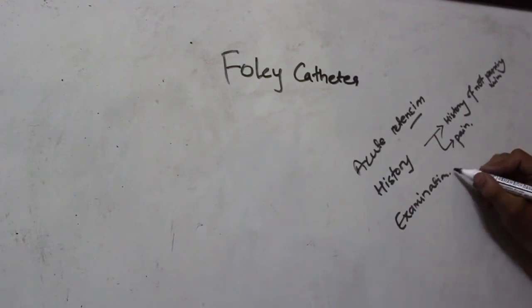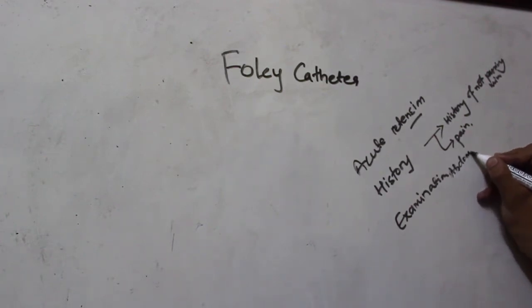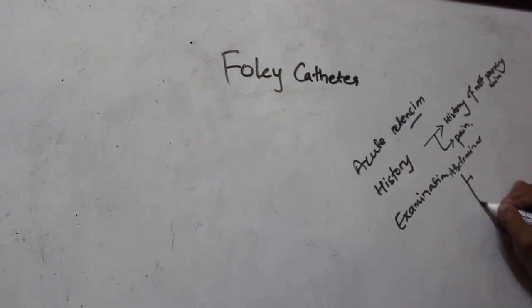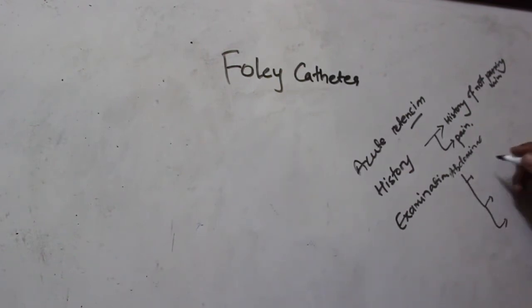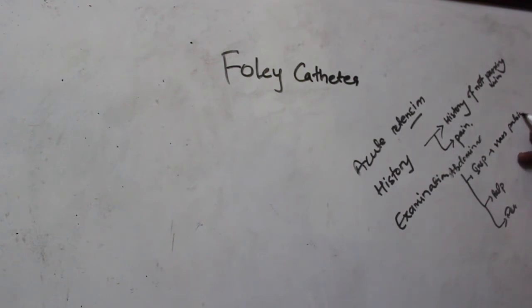On examination, you have to do abdominal examination. On abdominal examination, there are mainly three findings: on inspection, on palpation, and on percussion. On inspection, you can see a mass in the suprapubic region. On palpation, there is tenderness, and you can palpate the mass. On percussion, the mass is dull on percussion.